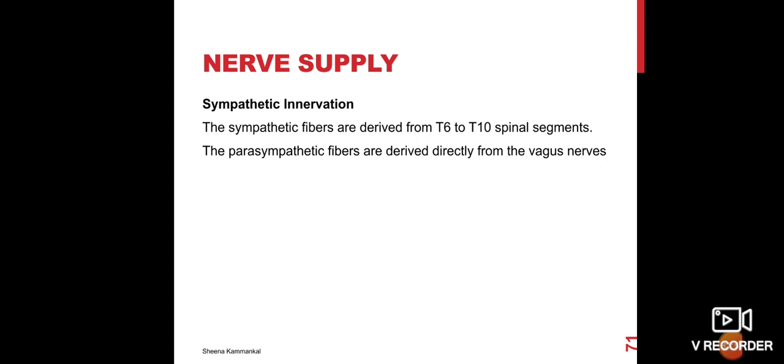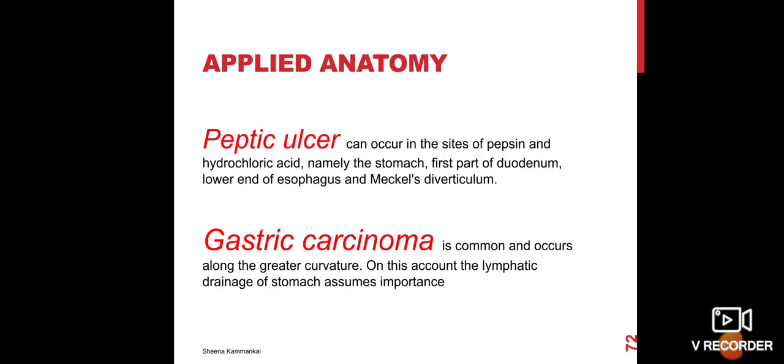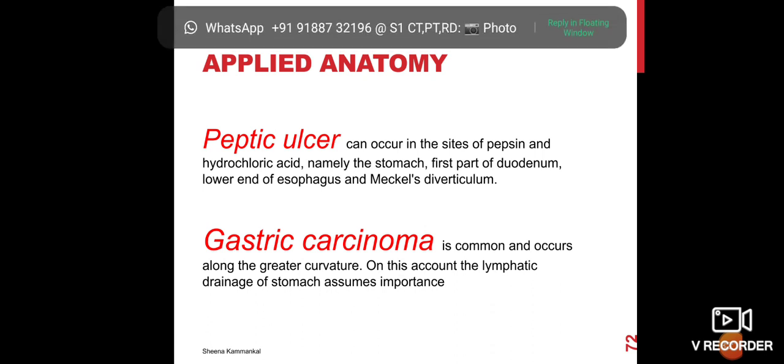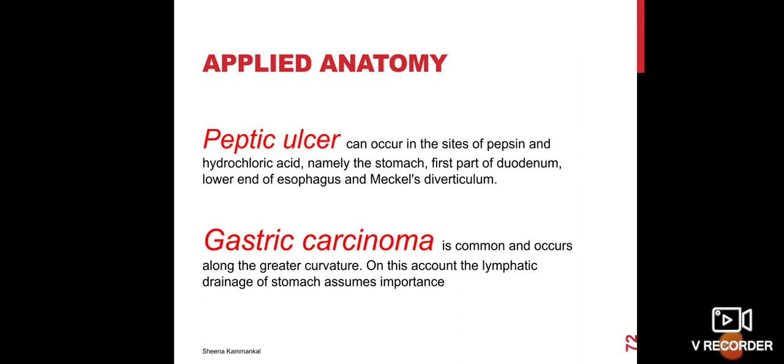Regarding nerve supply, it is a visceral organ, so it is obviously supplied by sympathetic and parasympathetic nerves. The applied condition is peptic ulcer. It can occur in sites exposed to pepsin and hydrochloric acid, namely the stomach, the first part of the duodenum, the lower end of the esophagus, and Meckel's diverticulum. Meckel's diverticulum is an embryological remnant which is not present in every case. It is only present in 2% of people. And this peptic ulcer is due to the hydrochloric acid which is produced inside the stomach.